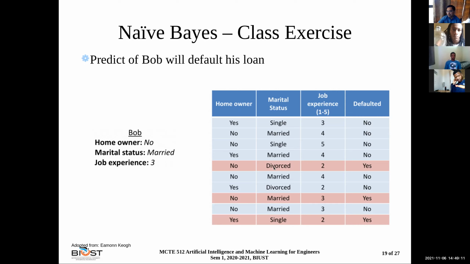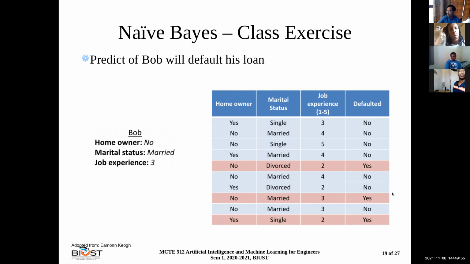So let's look at the ones that will default. Not a homeowner, he's renting, he's divorced, so he can go everywhere he wants. No one to hold him back. Years of job experience is 2, and according to a previous record, this person didn't pay. So who else didn't pay? Not a homeowner, married, has 3 years of experience, also didn't pay. A homeowner, single with 2 years of experience, also didn't pay. It's almost the same as this one, but still he didn't pay.